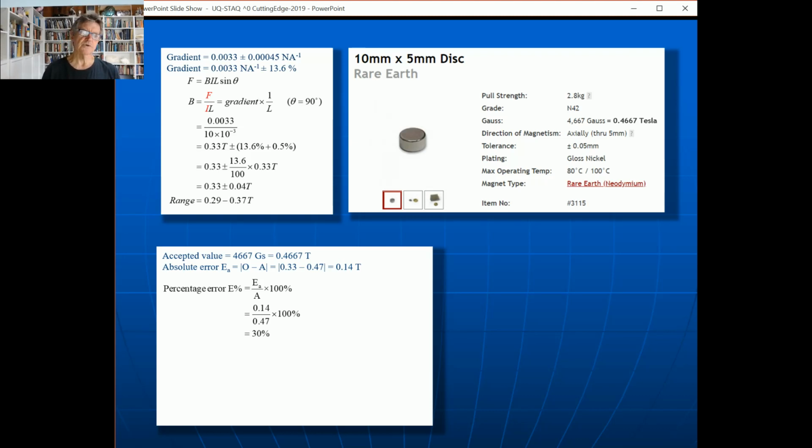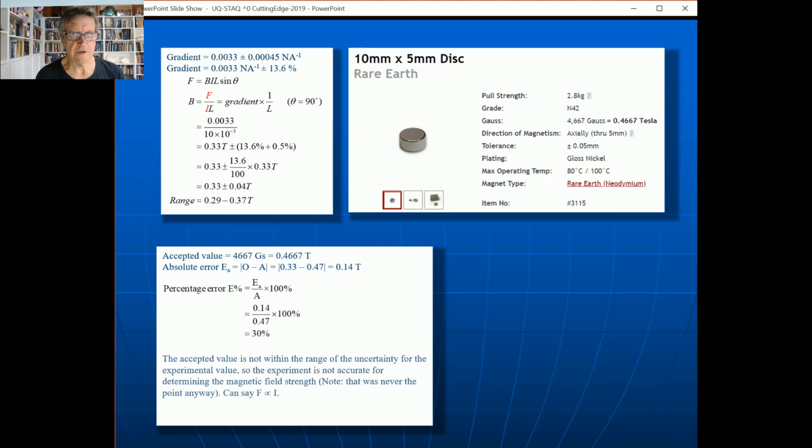But that's not what you were doing anyway. Your students were trying to look at the relationship. But if they're doing the student experiment, they might want to take it a bit further. So I've said there the summary a student might write is accepted value is not within the range of the uncertainty of the experimental value. So the experiment is not accurate. But I've said here that was never the point anyway. The main thing we're trying to get at is F is proportional to I, and I think we've established that pretty well.